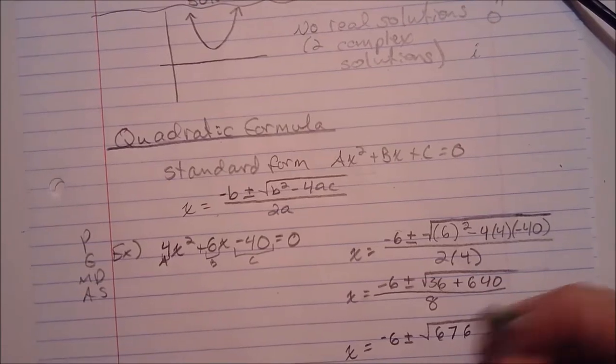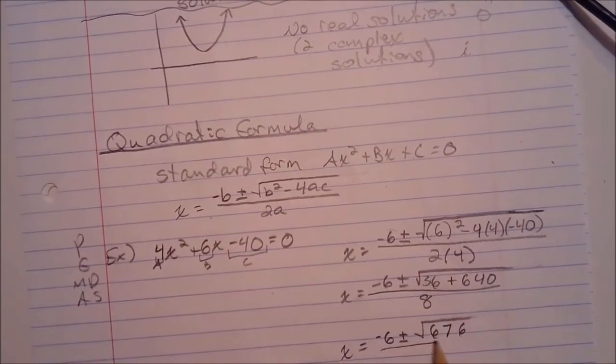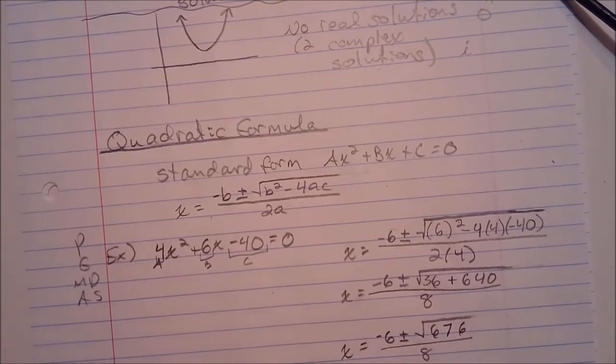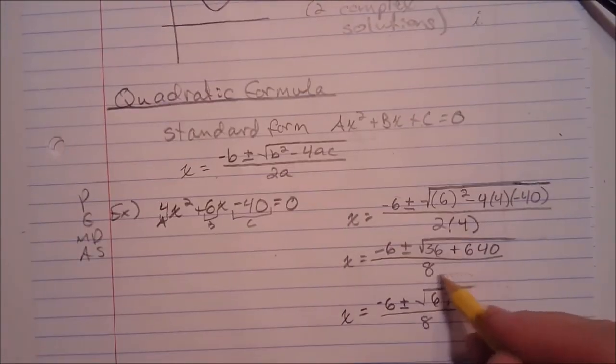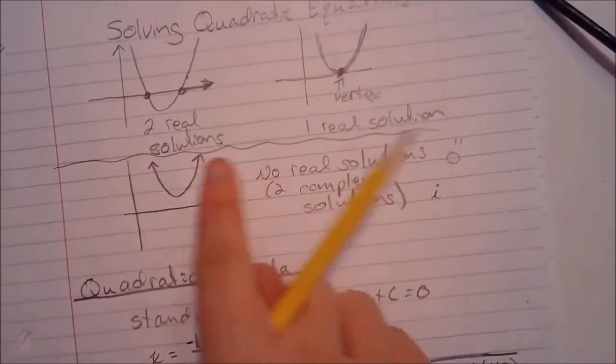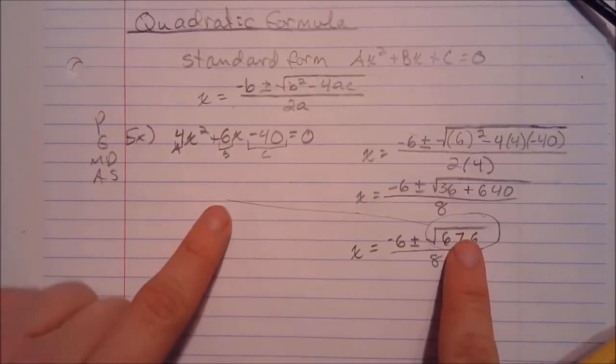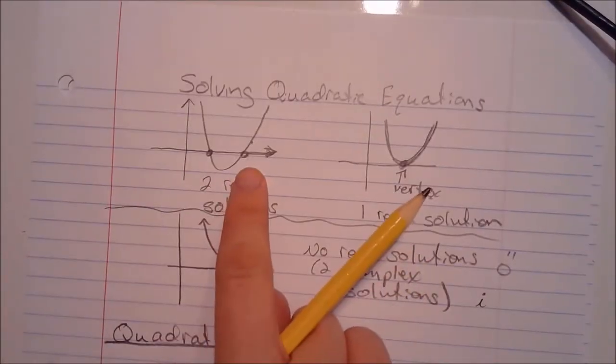676. And we'll take that square root in just a minute. Over 8. Now, sidebar, the part in the square root will tell you how many solutions you're going to get. If the part in the square root is a positive number, you're going to have 2 real solutions.